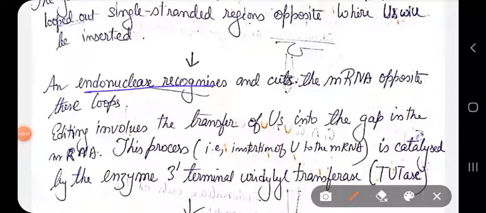Mismatched bases. That's why, opposite to that loop region where the guide RNA is base pairing with the mRNA, the mRNA is cleaved at that site by the endonuclease enzyme. So the endonuclease cleaves the mRNA opposite to these loops, because it identifies them as a mismatch.